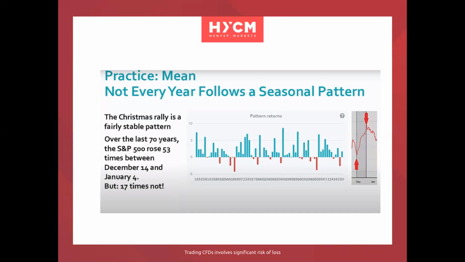And you can see in this chart here that between December the 14th and January the 4th, over the last 71 years, the S&P 500 has risen 53 times. So statistically, it is very reliable. But you see, it's not always the case. And in some years, you can see that the S&P 500 actually dropped during that period. So that's a very key aspect to be looking at.